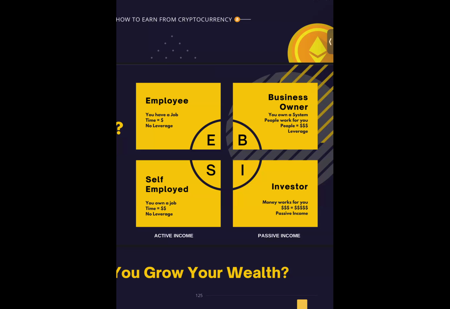So with the self-employed too, the amount of time that you put into your work will determine how much you would earn. So that is why under the self-employed too, there is no leverage. I hope that is clear. So when you look at the left side of the quadrant, that is active income. It means that you need to show up before you can earn. Now let's look at the other side, the passive.